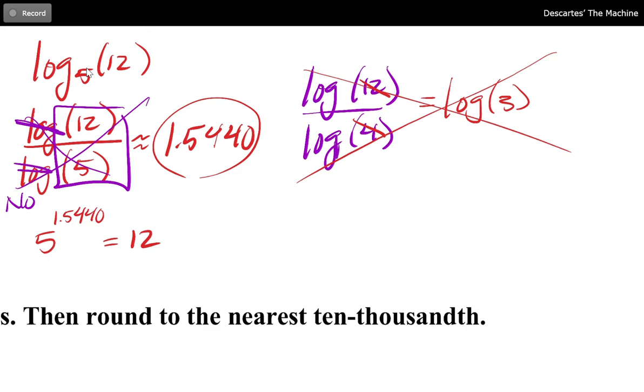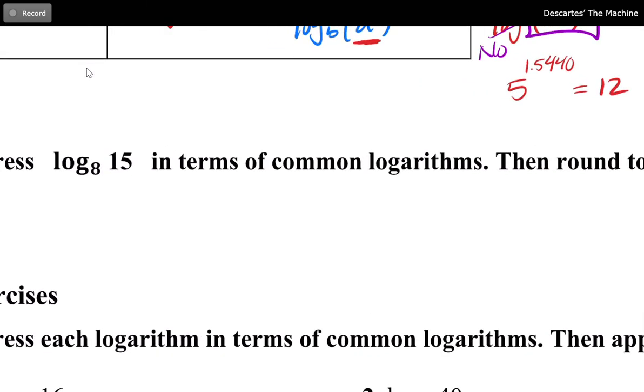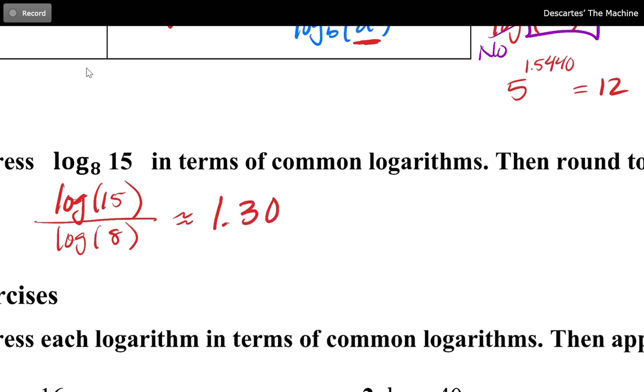Okay, so for this one here, express log base 8 of 15 in terms of common logarithms, then round to the nearest decimal. All right, so I don't want base 8. I'll convert it into base 10. This would be log base 10 of 15 divided by log base 10 of 8. Try that on your calculator now. See if you get the same thing that I do. I get approximately 1.3023.